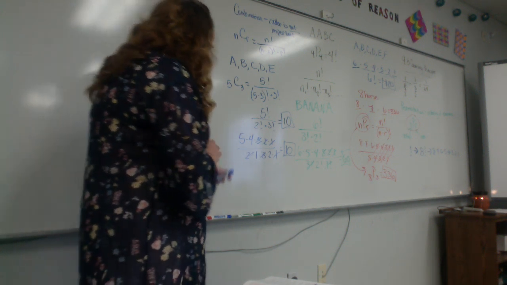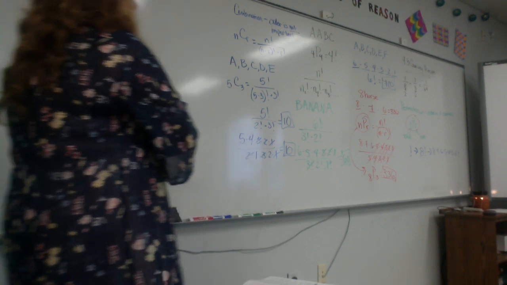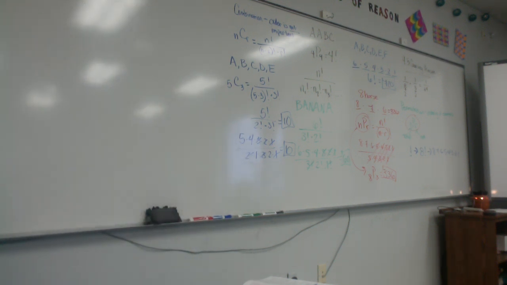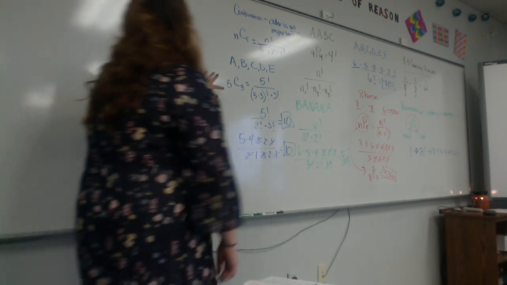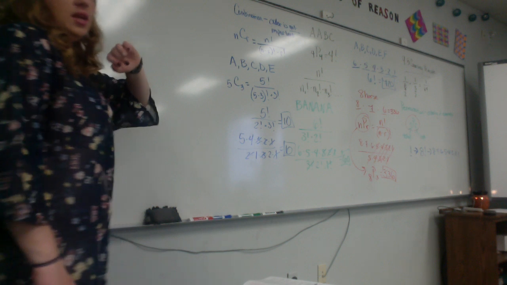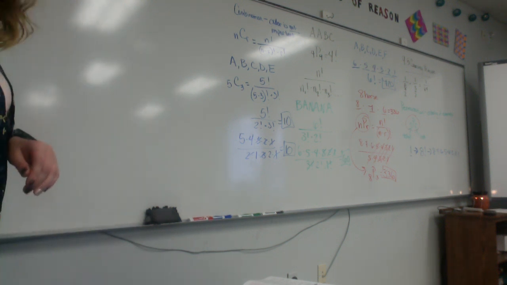So yeah, if order matters, it's a permutation. If order does not matter, it is a combination, and everything pretty much can be done on your calculator. I do need to see this part written out though, so that I can see what you're plugging into your calculator for me.